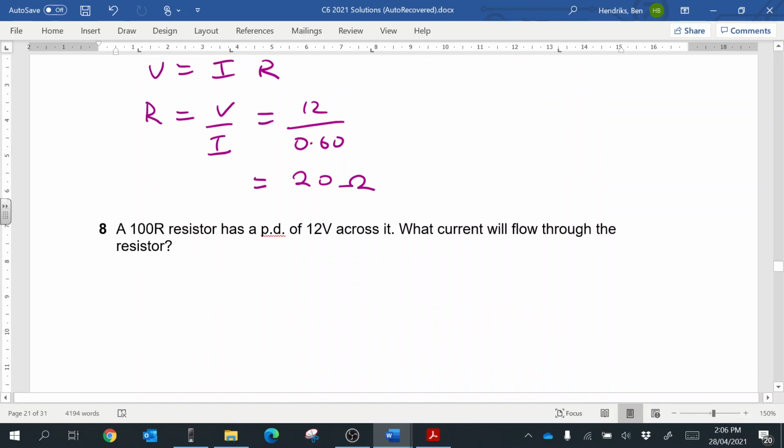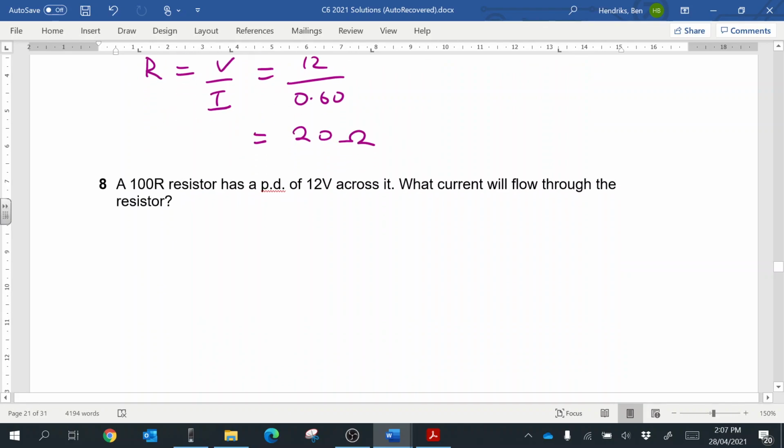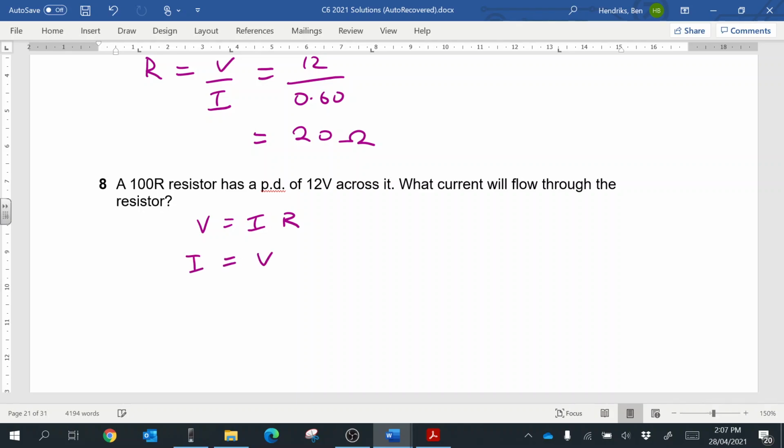Now in the next example, example 8, we have 100 ohms. So that R this time is standing for ohms, because I didn't want to write the omega. A 100 ohm resistor has a potential difference of 12 volts across it. What current will flow through the resistor? Again, our usual Ohm's law is V equals IR. So I equals V divided by R, which is equal to 12 volts divided by 100, and that's equal to 0.12 amps.